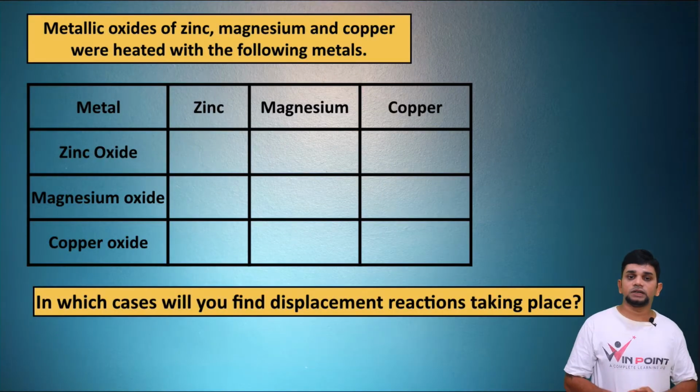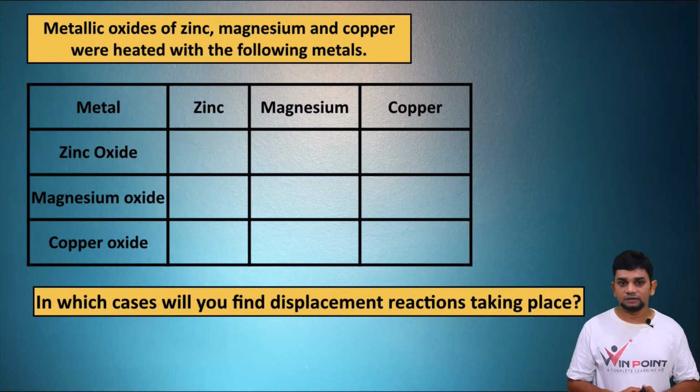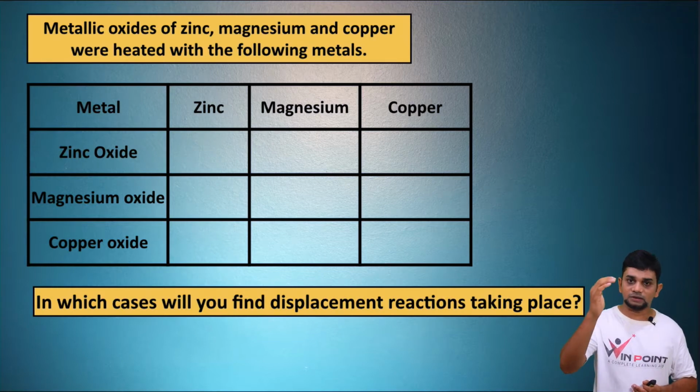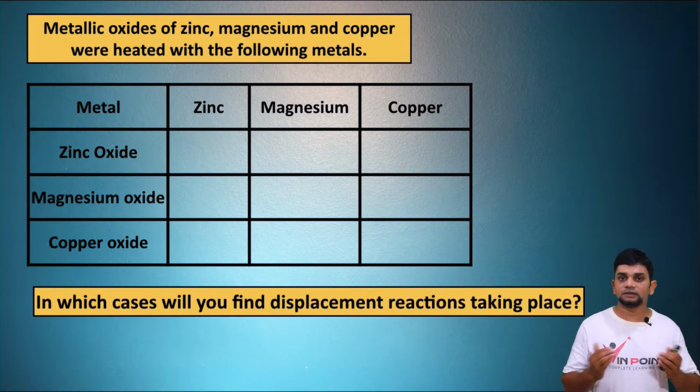The process is reduction. Metallic oxides of zinc, magnesium and copper were heated with the following metals: zinc oxide, magnesium oxide, copper oxide. The metals are zinc, magnesium, copper. In which cases will you find displacement reaction taking place? It's a very easy question. You need to understand one thing: more reactive element displaces less reactive element. That's an important point. More reactive element will displace less reactive element.